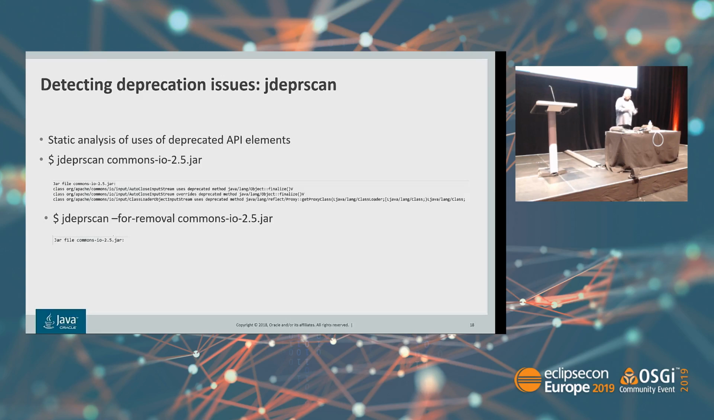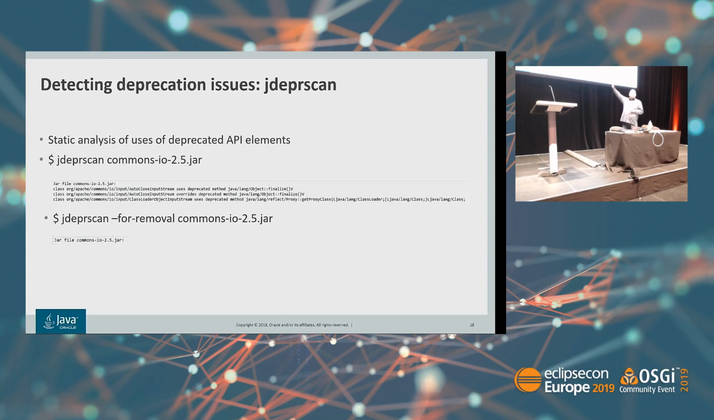For that, we provide a tool in the JDK called jdeprscan. And what this does is it analyzes the bytecode statically for usages of deprecated API elements. And so, for example, when you run this tool on the commons-io jar, it'll tell you that commons-io overrides finalize and does a bunch of stuff like that.